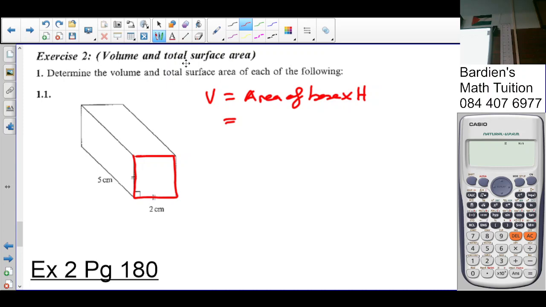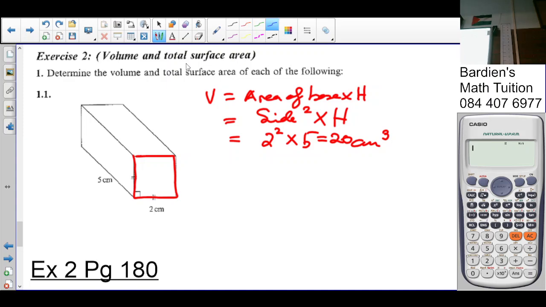So, how do you calculate the area of a square? Side times side, or side squared, times the height of this object, or the depth. So, what is the length of the side? 2. And 2 squared times 5. So 2 squared is 4, and 4 times 5 is 20 centimeters cubed.